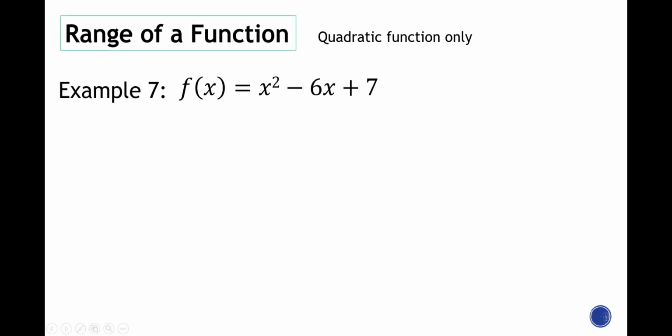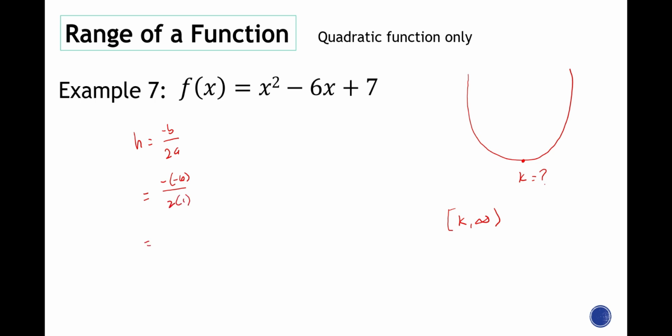Okay, so this one opens upward. What's that k right there? Right, so this is k up to positive infinity. Just like what we did in the previous example, let's solve for h first. So b is negative 6, so negative 6 over 2 times 1. Okay, so this is 6 over 2, which is equal to 3. So if h is 3, what is k?